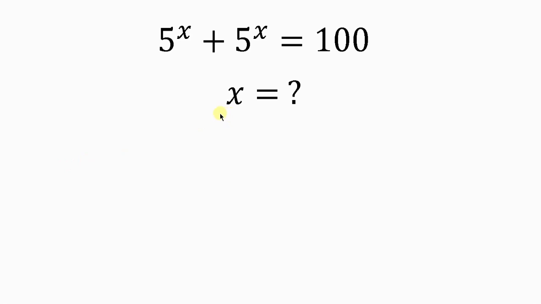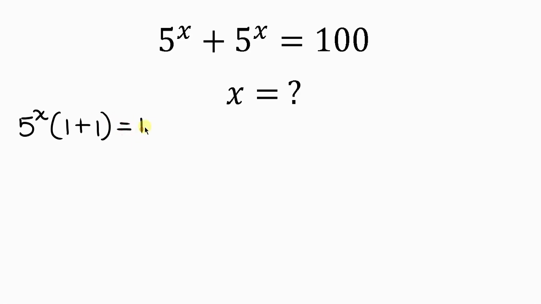We have a math question which says find the value of x for which 5 to the x plus 5 to the x is equal to 100. Well, our first step would be for us to factorize the left-hand side. Since 5 to the x is common, we have to factor out 5 to the x. Open brackets. Now 5 to the x divided by 5 to the x is 1, plus 5 to the x divided by 5 to the x is 1. Close brackets, and this is equal to 100.